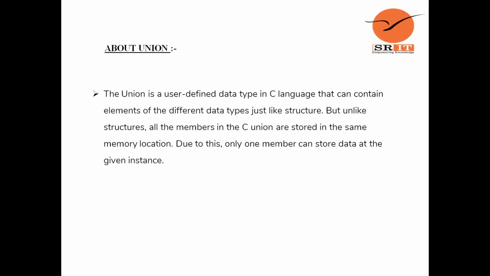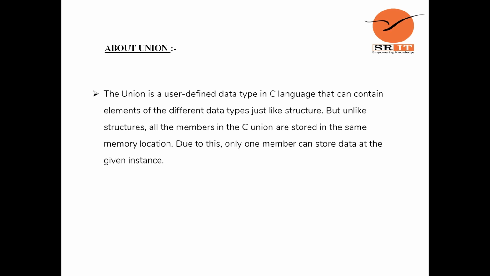Today we are discussing unions. A union is a user-defined data type in C language that can contain elements of different data types, just like structures. We know structures already, so we can say that there are similarities between structures and unions.